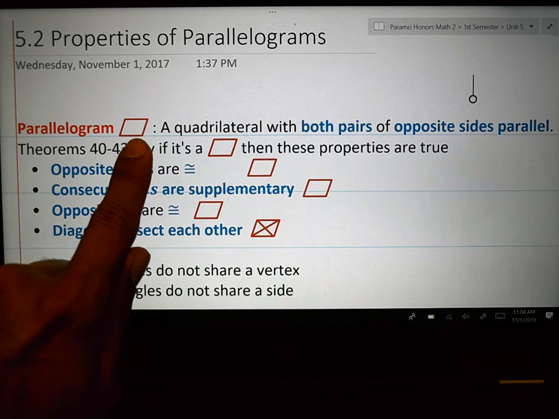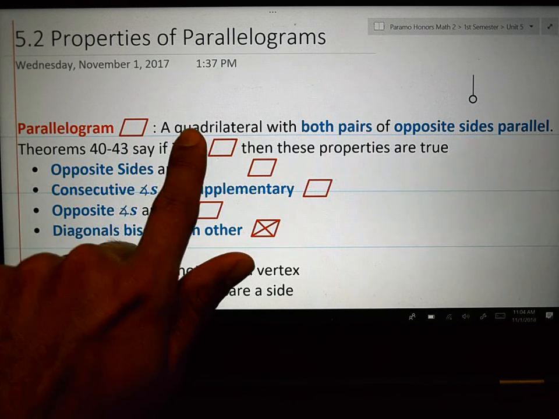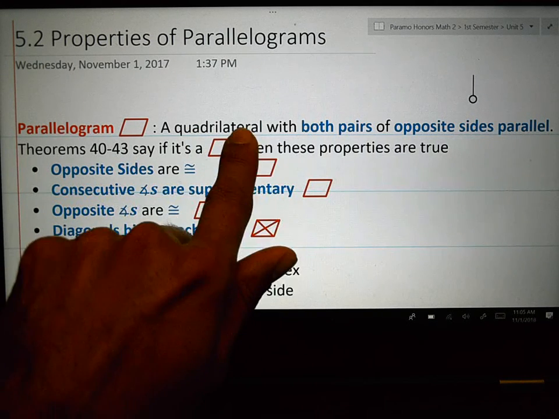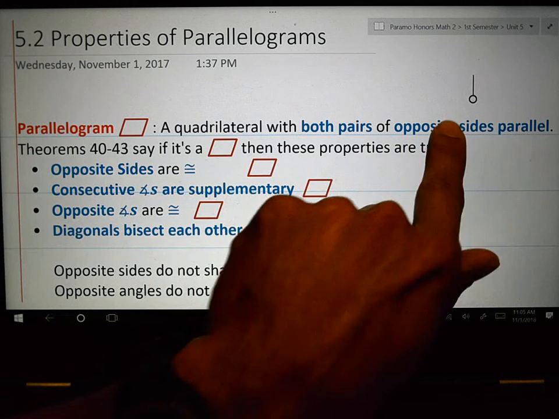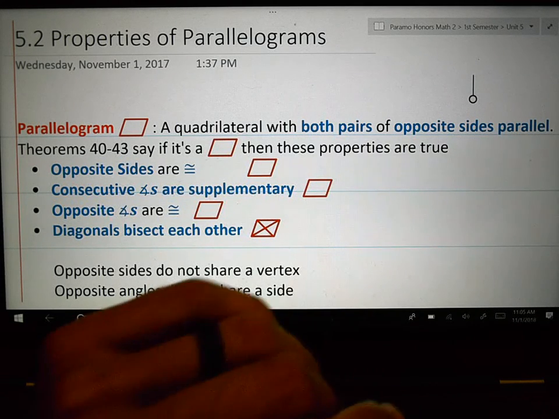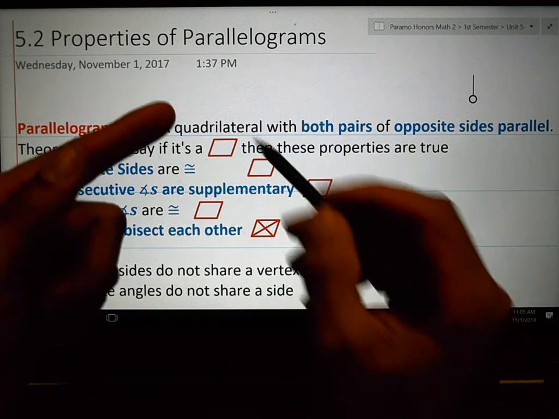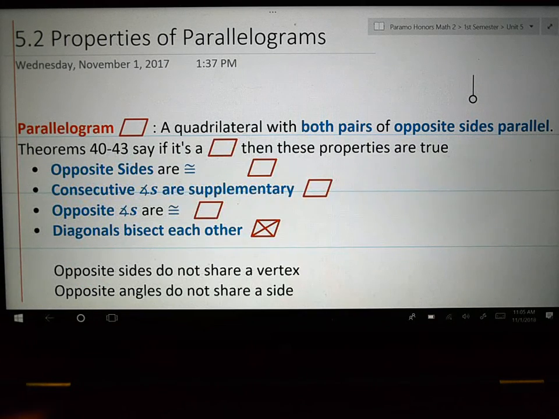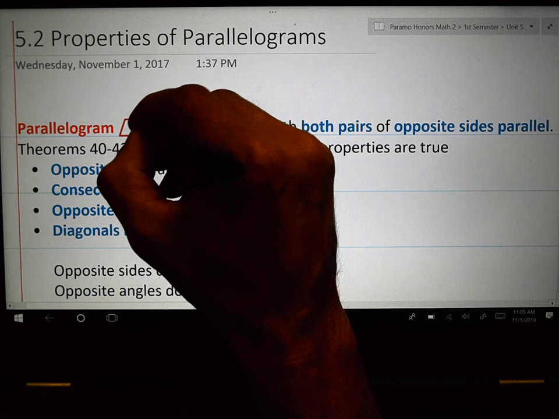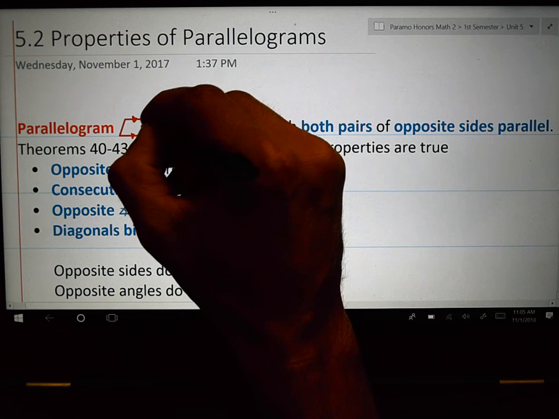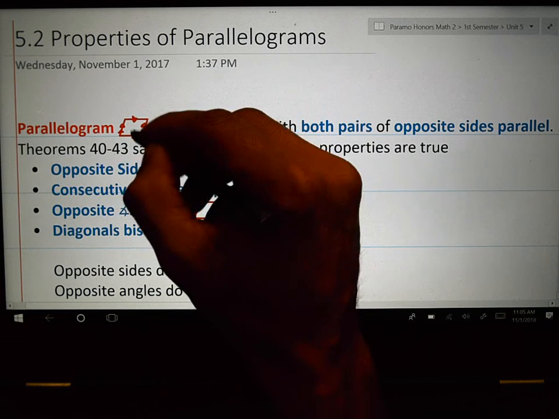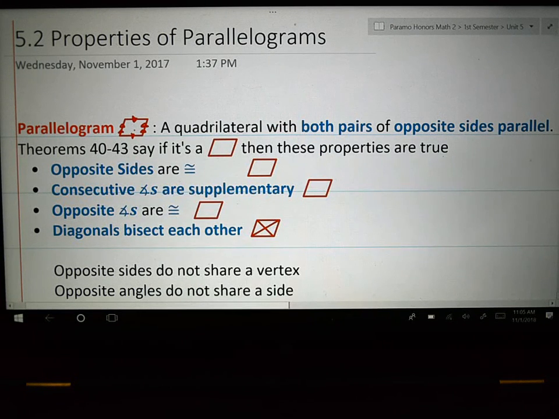means parallelogram. A parallelogram is a quadrilateral which is defined as a four-sided shape with both pairs of opposite sides parallel. That's its definition. It has to have four sides and both opposite sides, this side and this side, has to be parallel. If I were to be drawing something for that definition, it would look something like this. If I know that these two are parallel to each other and these two are parallel to each other, then I know it's a parallelogram.